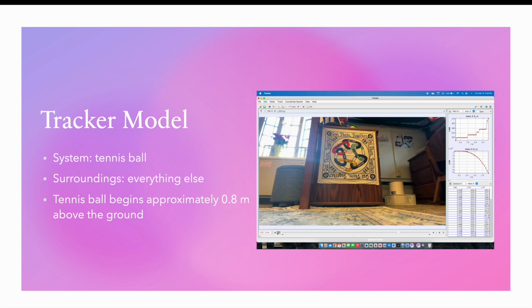So we begin with our Tracker model, where our system is the tennis ball, our surroundings are everything else, and our tennis ball begins approximately 0.8 meters above the ground.